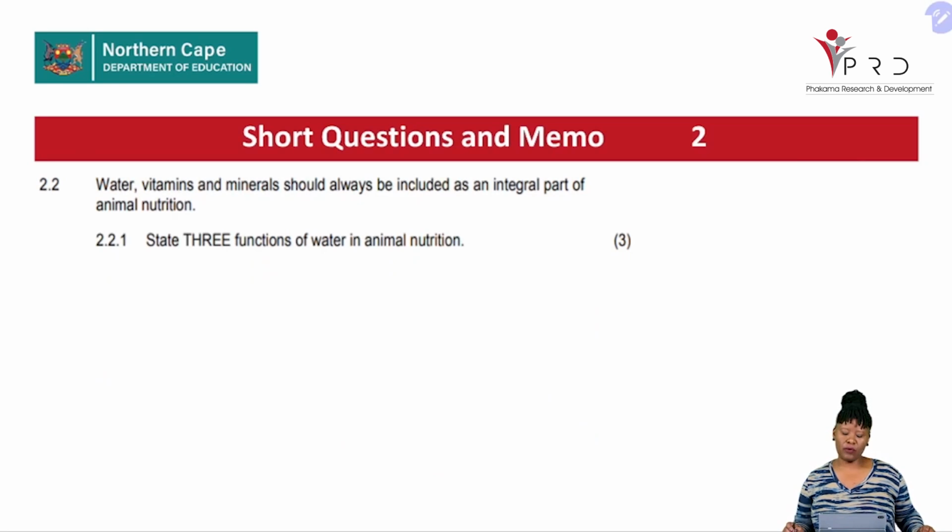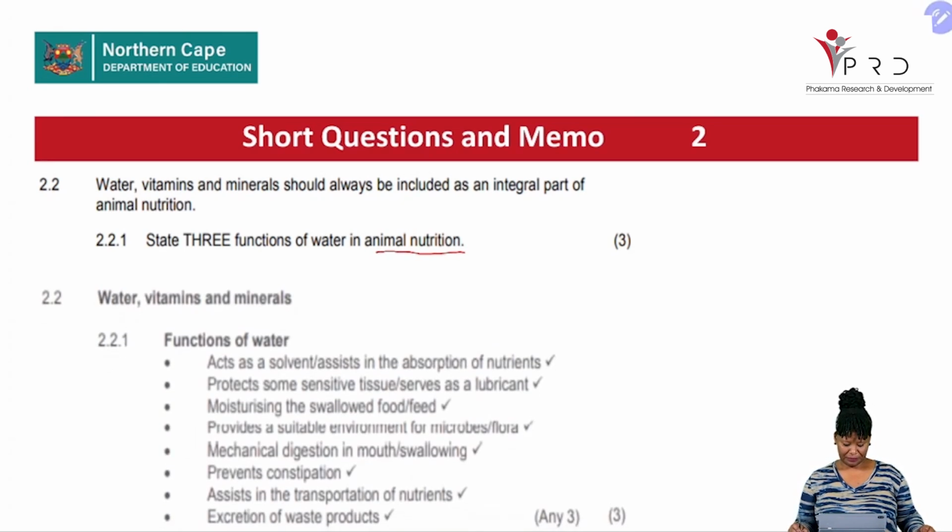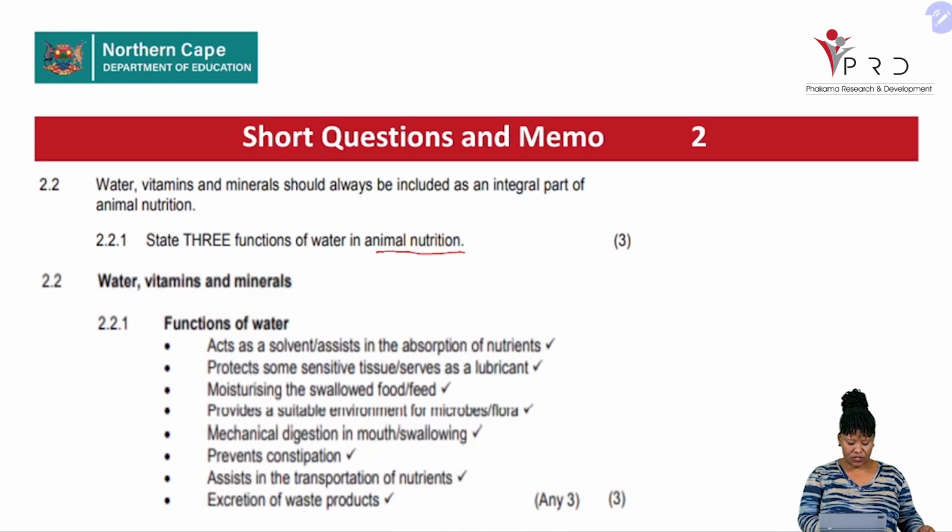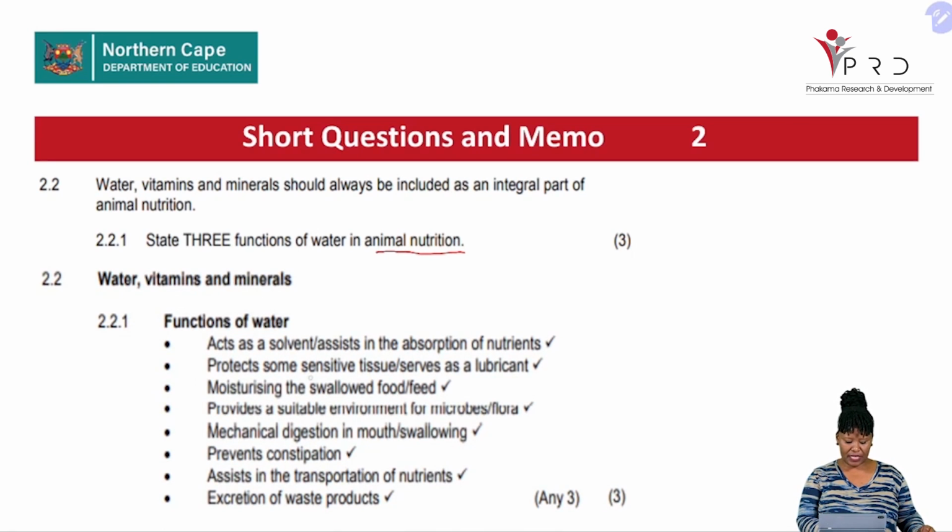Here is another question. Water, vitamins, and minerals should always be included as an integral part of animal nutrition. State 3 functions of water in animal nutrition. It acts as a solvent, as I indicated, protects some sensitive tissues, moisturizing the swallowed food. Hence, we say it moisturizes and wettens food.